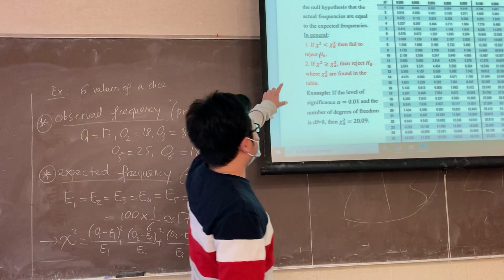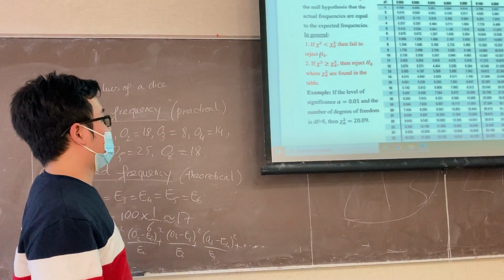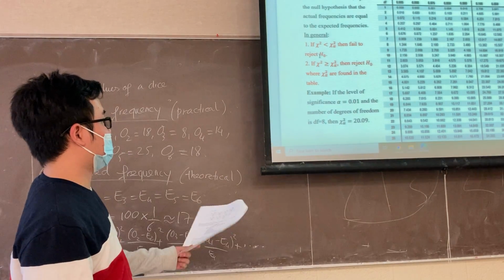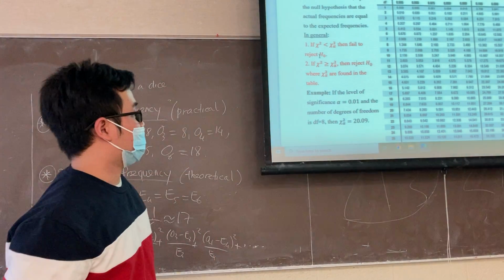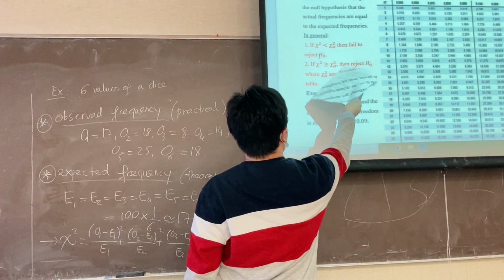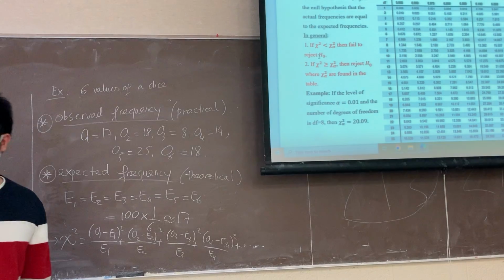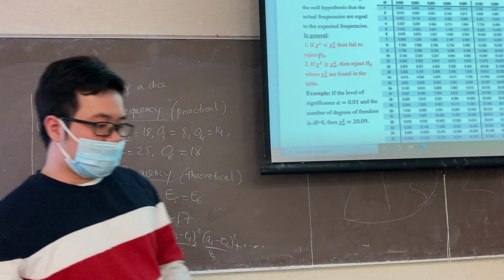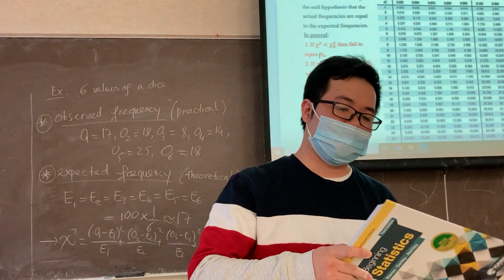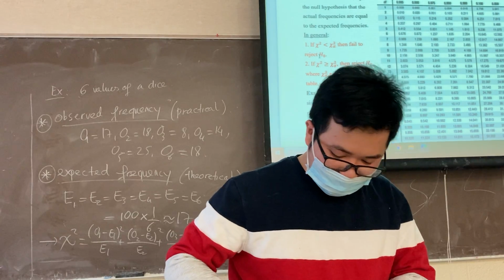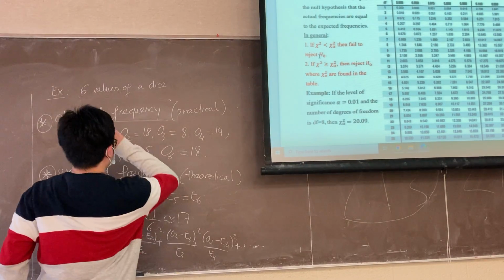We have two conditions here. If the chi-square is less than chi-square alpha, then we fail to reject H0, the null hypothesis. If chi-square is greater than chi-square alpha, then we will reject the null hypothesis. How do we find the chi-square alpha? In this case, you will use the table of critical values of chi-square. If you have the textbook, we will find this on page 816. I will write it down here.